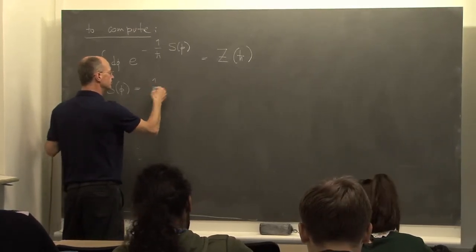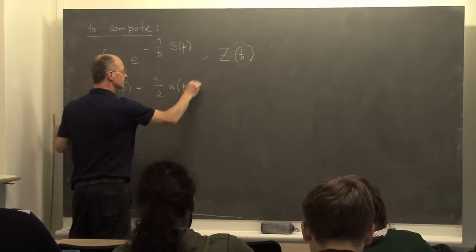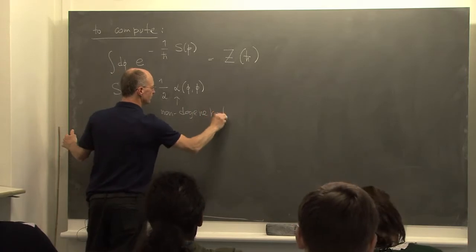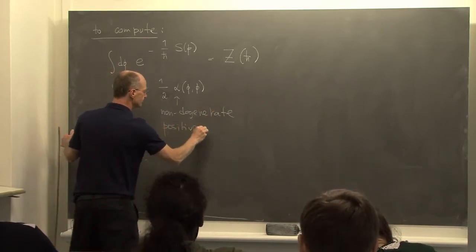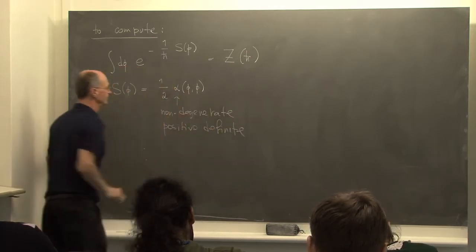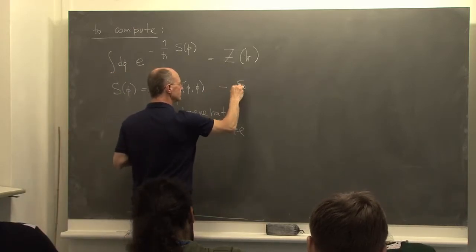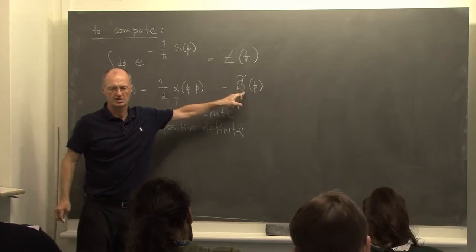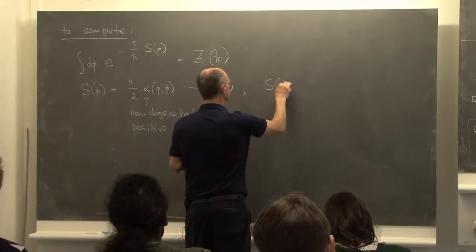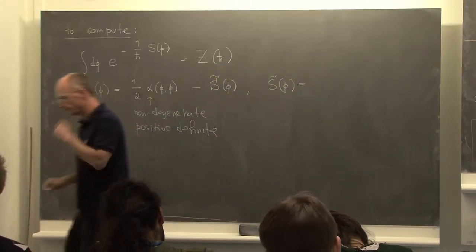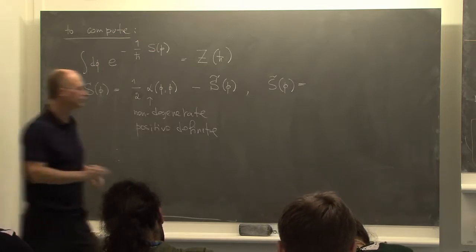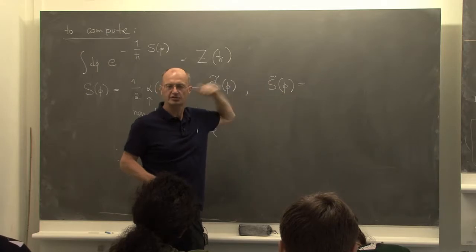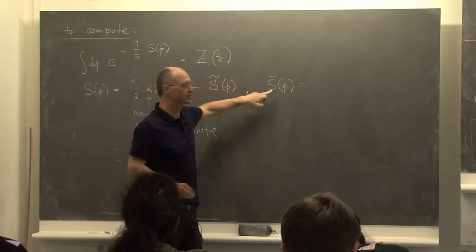So again, there will be 1 over 2 alpha phi phi. So let's say alpha non-degenerate and positive definite. And for some reason, I will not add, but subtract from it something. And this something will be of the following form. So remember, before I was subtracting some linear function, right? In the previous calculation, in the elementary calculation we had, we subtracted psi of phi.